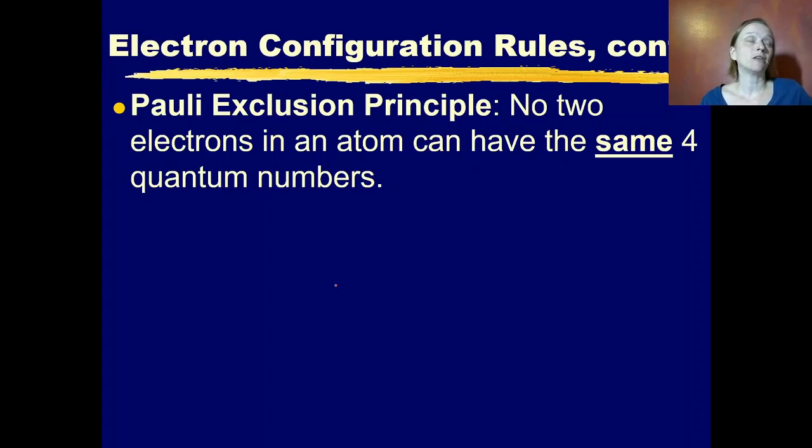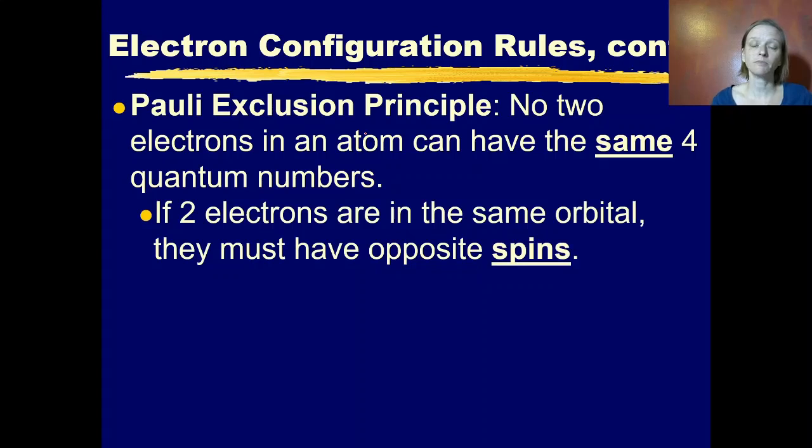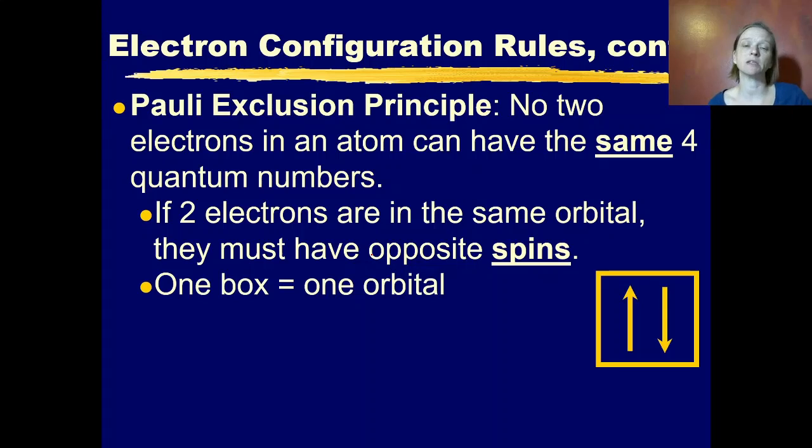Okay, we just spent a lot of time talking about the Aufbau principle, where we're always filling the lowest energy level that is available first. I told you that there were 2 other rules we had to talk about, so let's look at those now. The Pauli exclusion principle says that no 2 electrons in an atom can have the same 4 quantum numbers. Therefore, if 2 electrons are in the same orbital, they must have opposite spins.